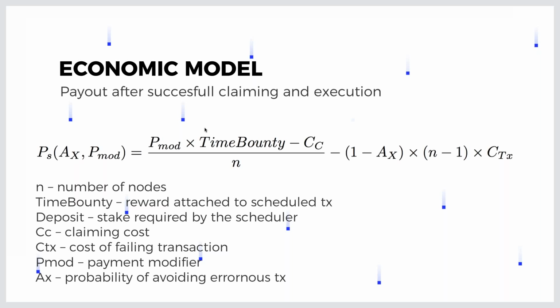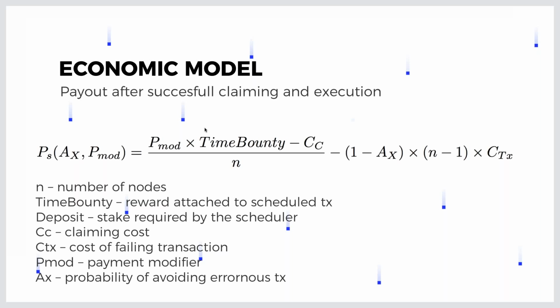All right. So, the economic model. Basically, we have three different cases. The optimistic path, which is that the time node successfully claims and then executes the transaction. So this is the expected payout in that case. Now, the explanations: the PMOD is a payment modifier.